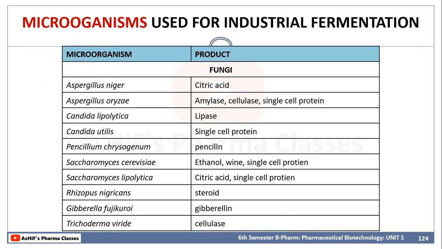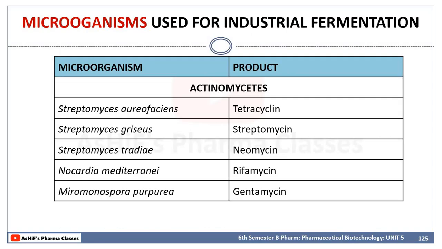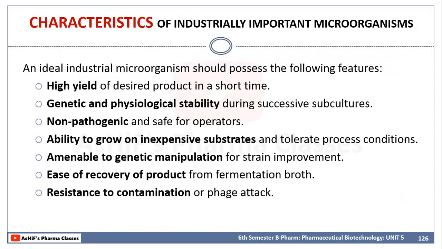Then fungi: there are lots of fungi which are mainly used for the production of antibiotics like penicillin, as well as different types of antibiotics, for example streptomycin. Different types of fungi are used for the production of such products. We have already discussed this in detail in pharmaceutical microbiology.